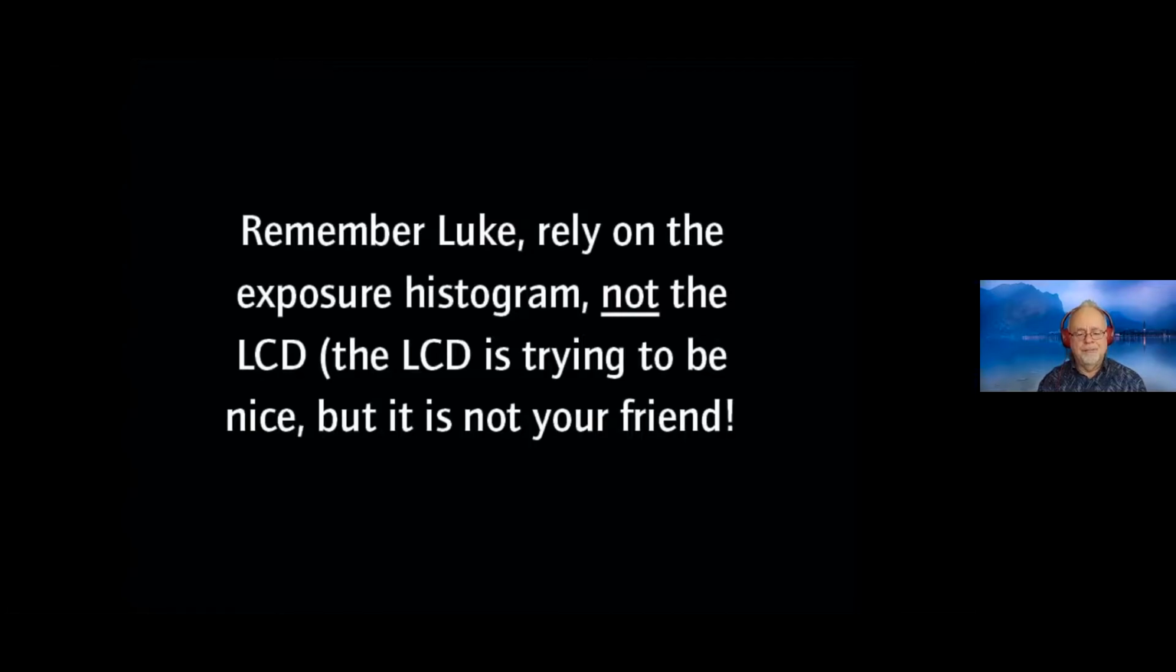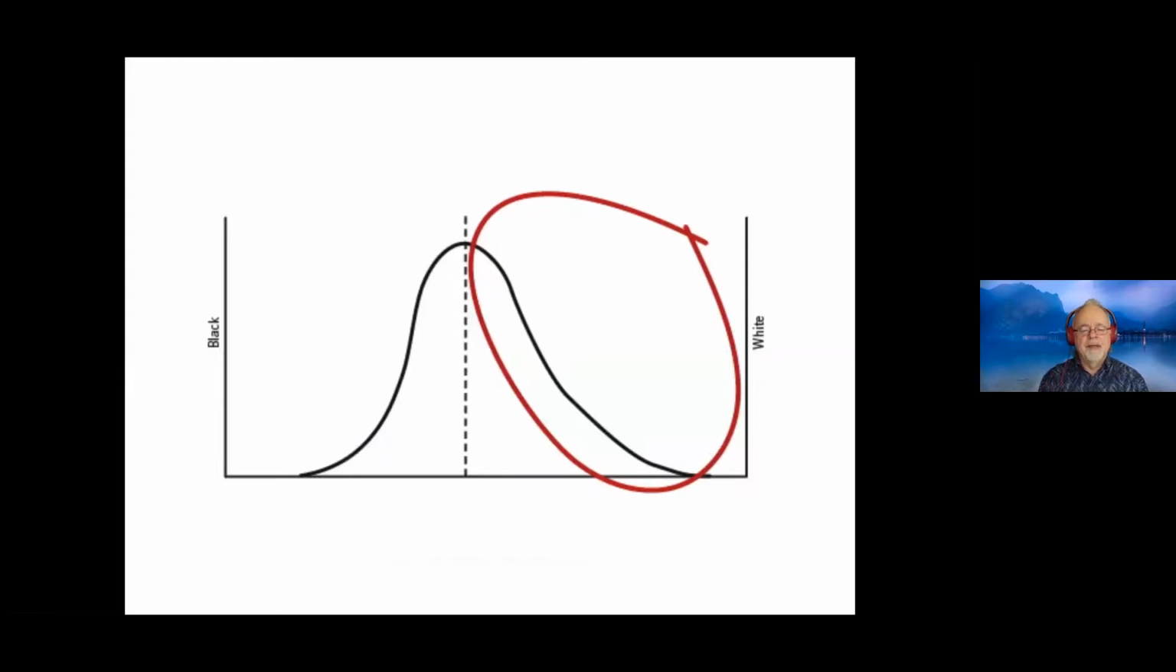So an exposure histogram is going to give you a better idea of what you're likely to end up with than the view on the LCD. Generally speaking, when I'm in photography mode, I check both. I look first at the LCD to see that it looks kind of decent, and then I make sure to check the histogram.